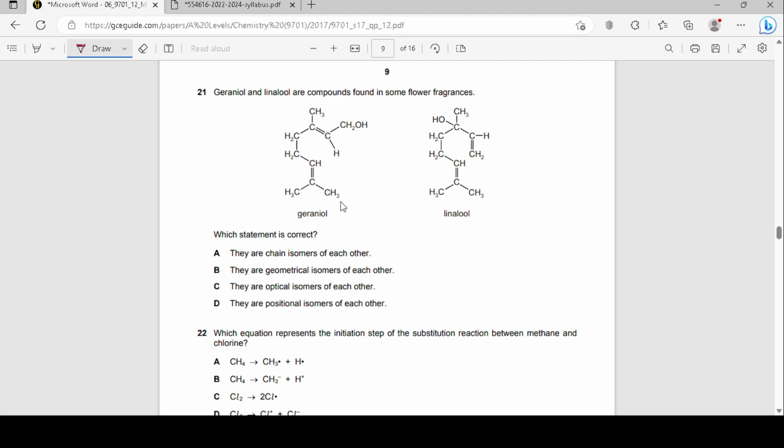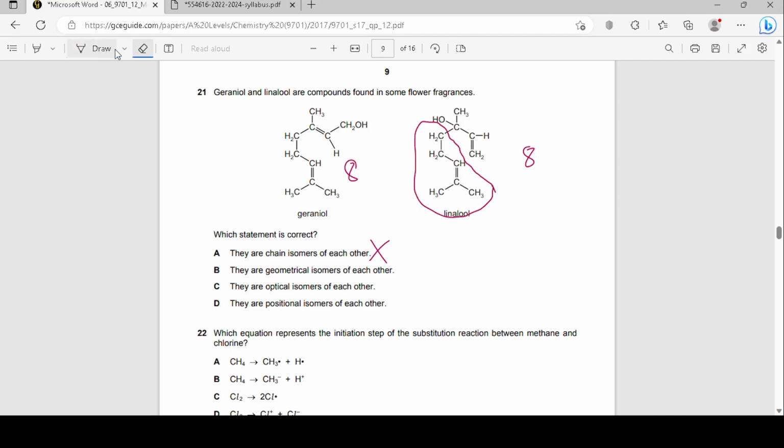So in geraniol, it's 1, 2, 3, 4, 5, 6, 7, 8. So the chain is 8 carbon atoms long, and 1, 2, 3, 4, 5, 6, 7, 8. Again, linalool has 8 carbon atoms as well. So they're not chain isomers then, are they? If they're geometrical isomers, then they must have the same structure or formulae, but they just differ in their spatial arrangements, right? Around the CC double bond. But this whole part is identical in both of them. So it can't be anything to do with this CH, I think.